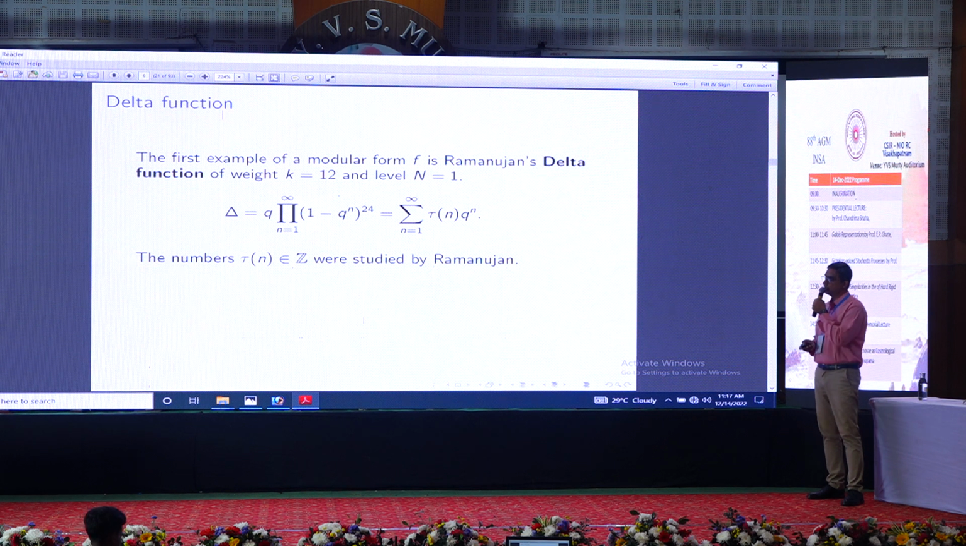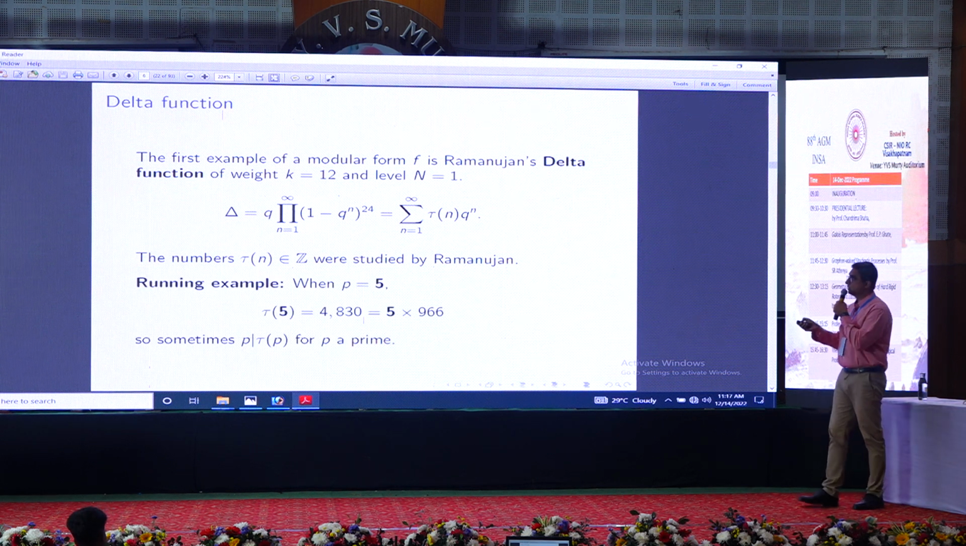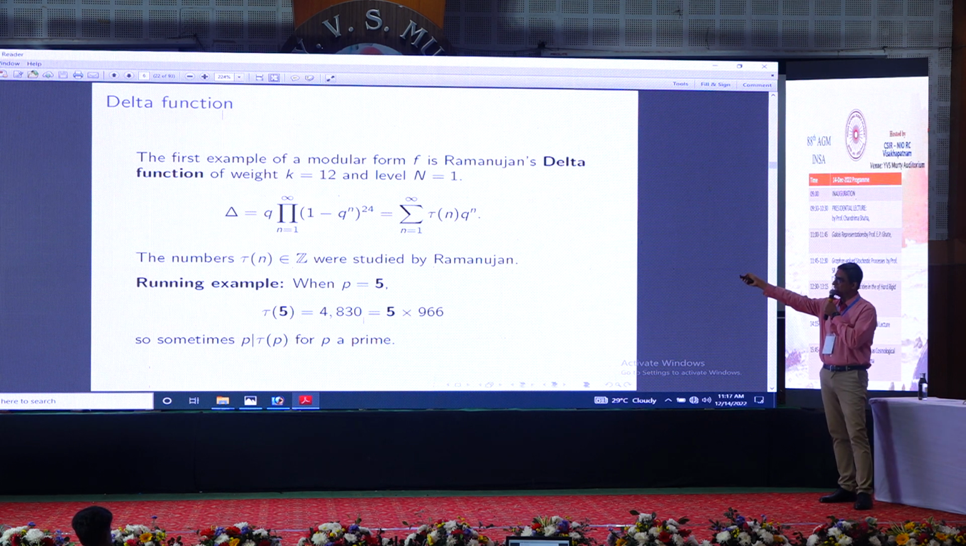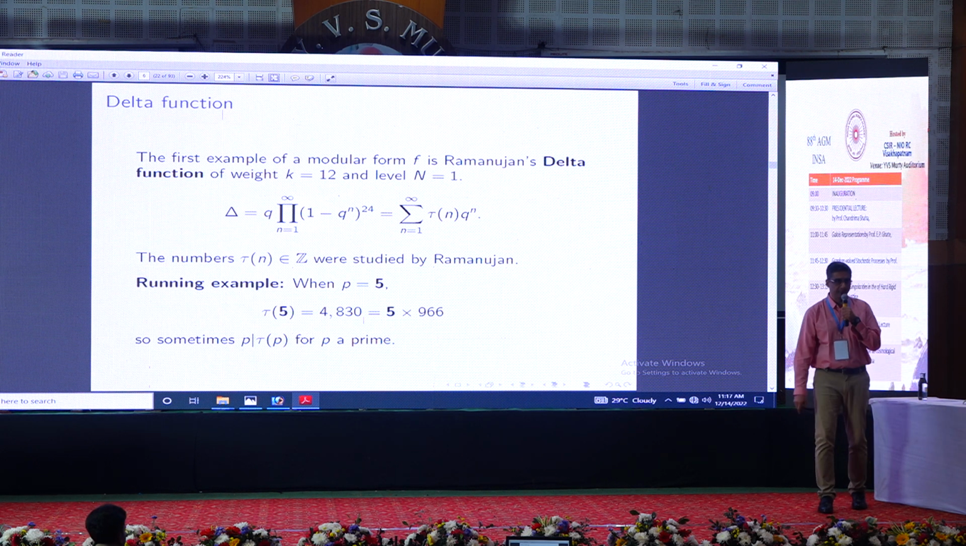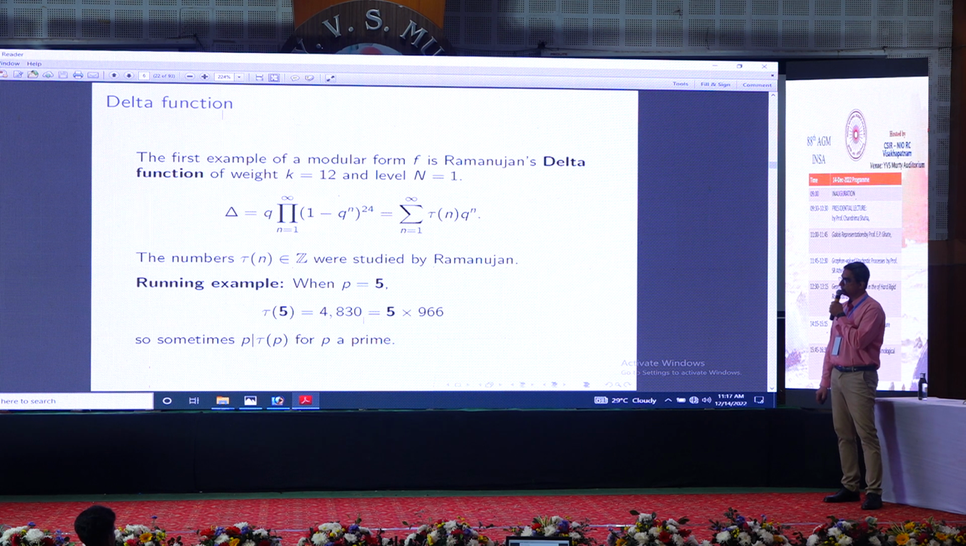Let me just say one thing here, that these coefficients, the Fourier coefficients, these a_n's, which are the tau(n)'s now, with special notation because it's a special function. These numbers, which are actually integers, were extensively studied by Ramanujan. And let me just, as a running example, mention that the fifth Fourier coefficient, tau(5), which is 4830, is 5 times 966. Yes, there's a question.